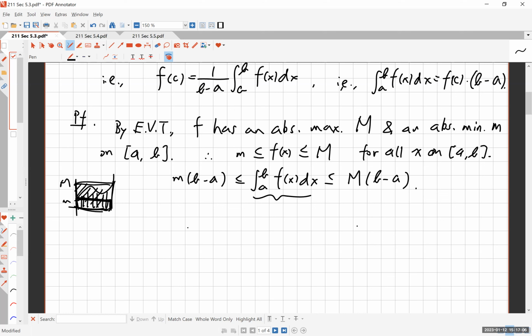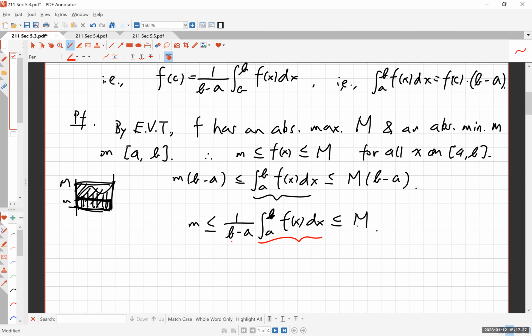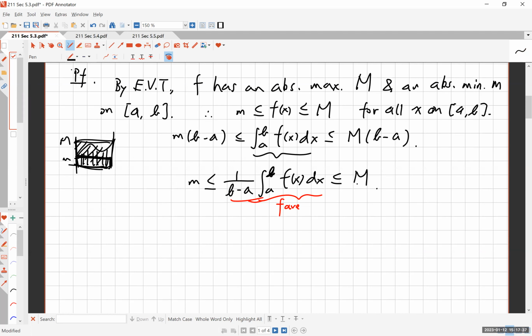Okay. Well, so that means you have the lowercase m, and you're dividing each term by b minus a. And of course, the middle one now is exactly what we mean by the average, right? And so that is the average. Oops, that is f average. All right, so where do I go from here?